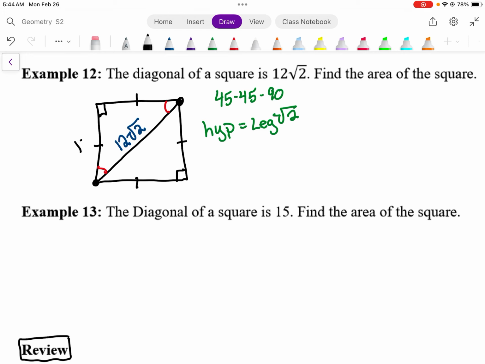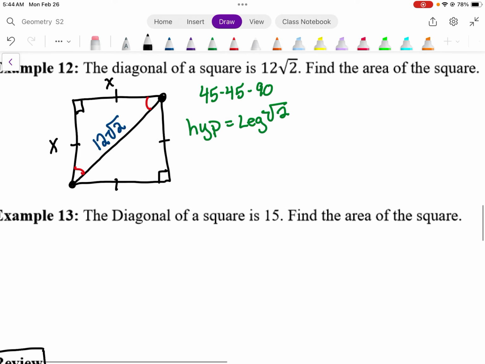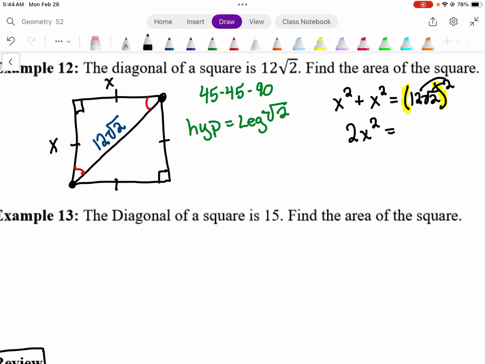If you don't remember that, you can still use Pythagorean theorem. So for this one, if you use Pythagorean theorem, you would have x squared plus x squared, because those are the two legs, equals 12 square roots of 2 squared. The important thing is if you use this one, you have to put parentheses here, otherwise your answer will be wrong. So x squared plus x squared would be 2x squared equals, and then you have to square both of these parts. So that's going to end up being 144 times 2, which will give us 288.